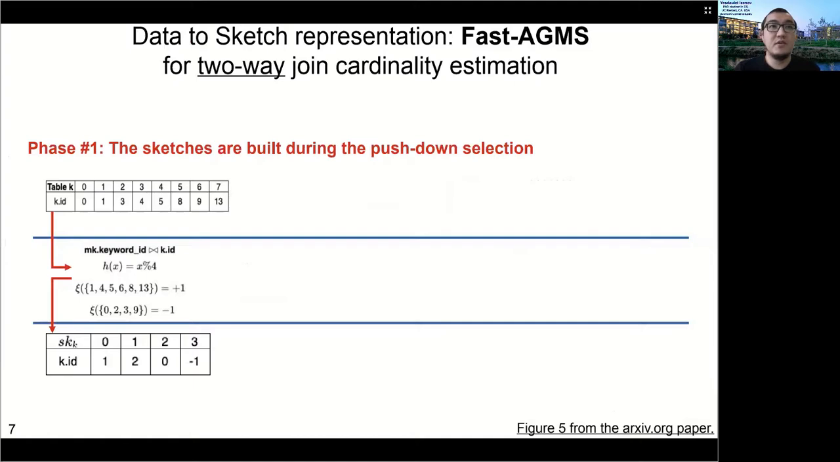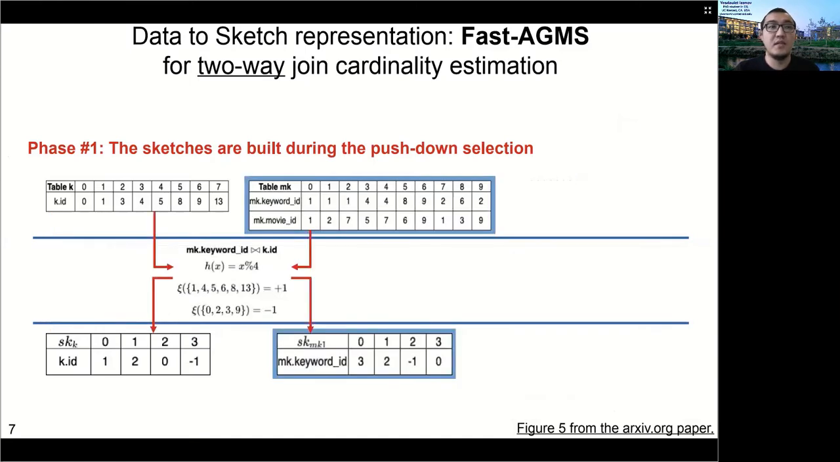In the example for table K, we built a sketch of 4 buckets using 2 layers of hash functions. First, we identify the bucket number by using the first hash function. And then using the second hash function, we decide whether to increment or decrement the count in the bucket. Table K joins with table MK in order to capture the correlation between the tables.